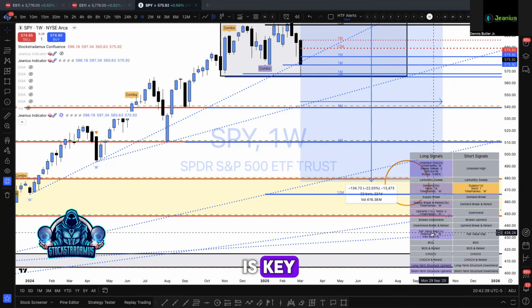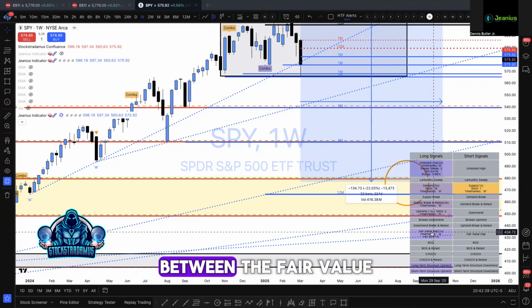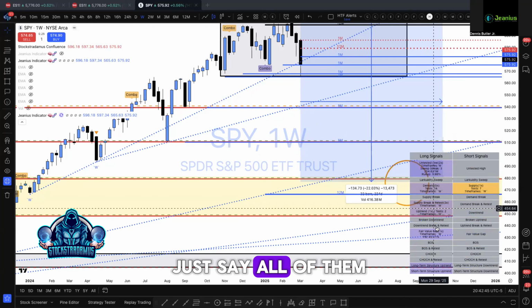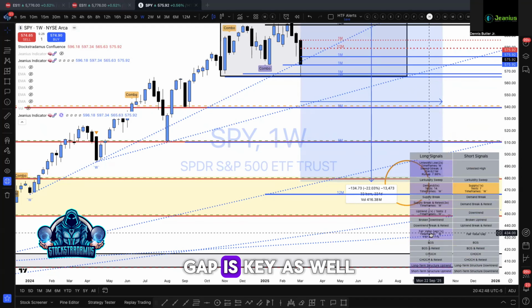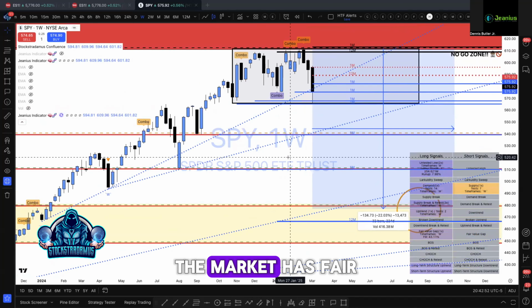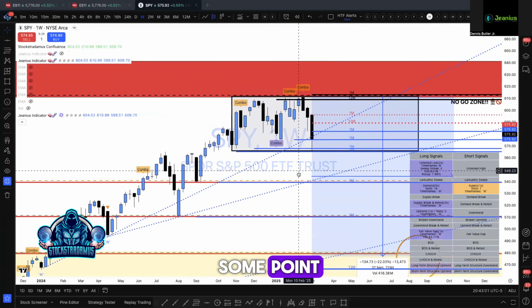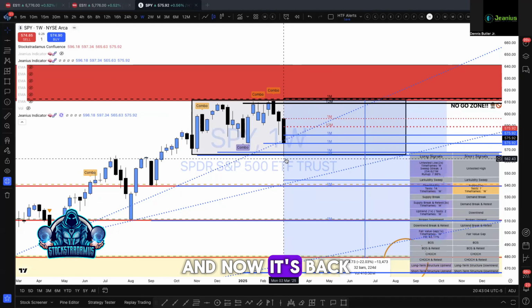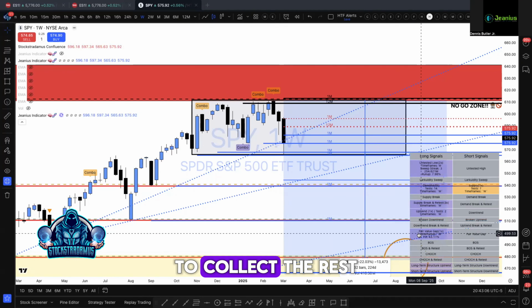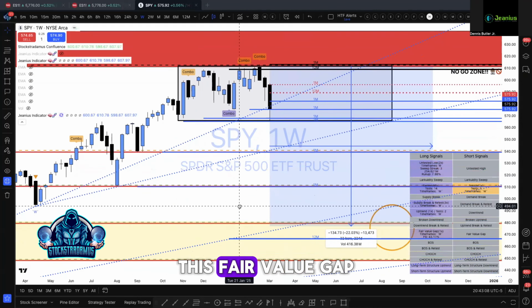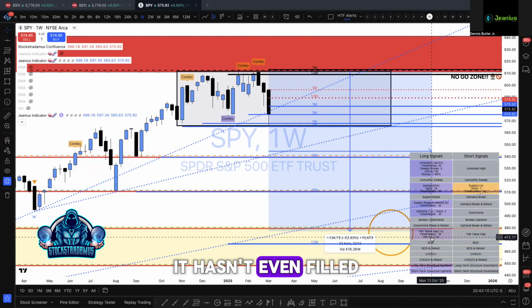This right here is key. Between the fair value gap and the liquidity sweep and the untested low, all of them, the fair value gap is key as well, because the fair value gap is searching areas where the market has fair value in it. It's clearly what it is. Those are areas where you would say orders were not filled at some point, and it gapped away from those orders, and now it's back into this area to collect the rest of those orders. This fair value gap has been filled. It hasn't even filled 100% of this.